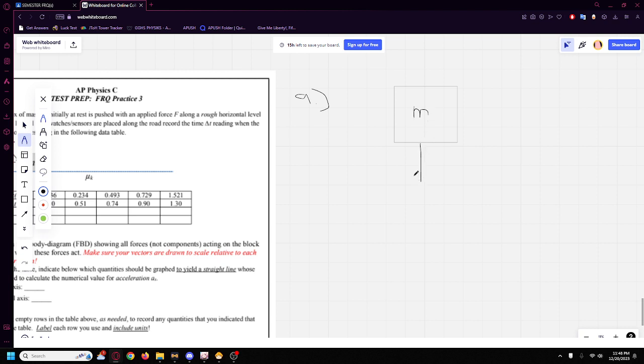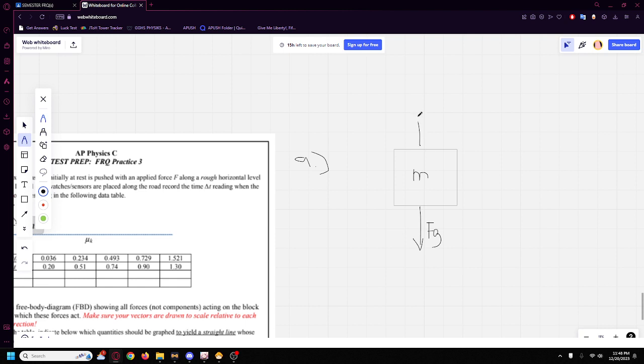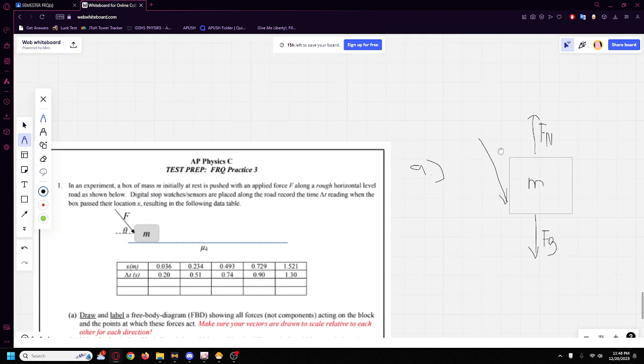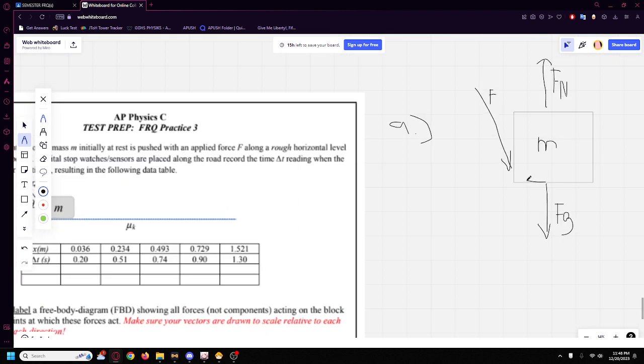Pointing down is FG. Pointing up is FN. Pointing down this way onto the block, that is F. And there's mu k, so going this way, that is FK.